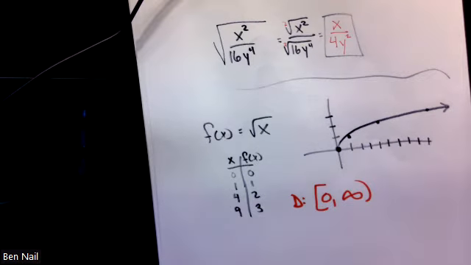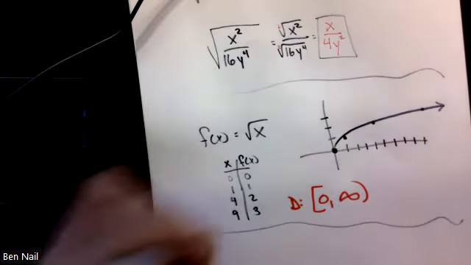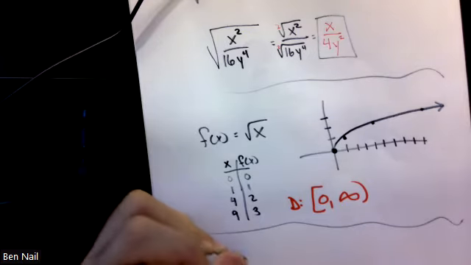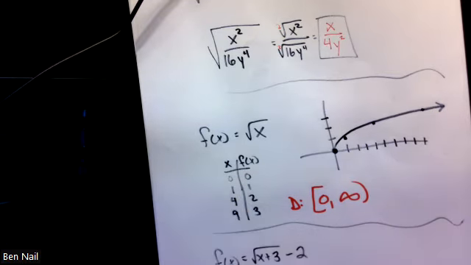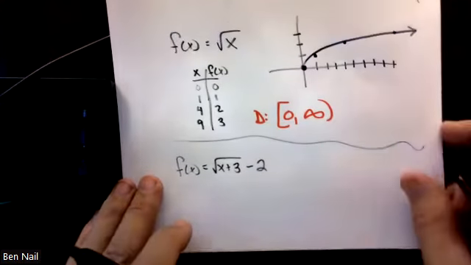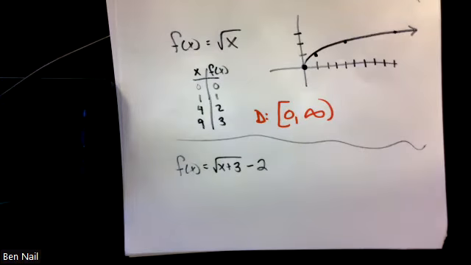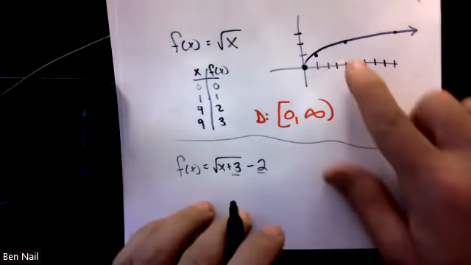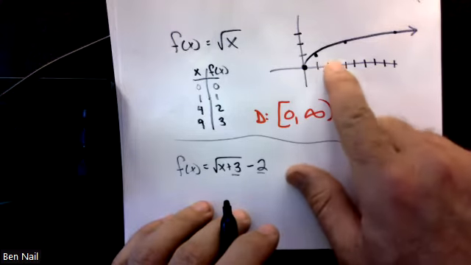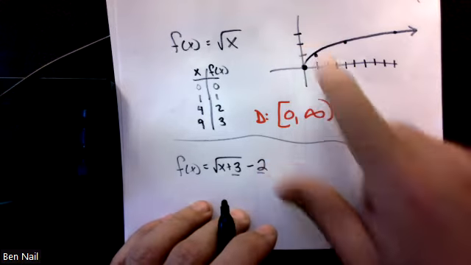Now, if they give you some kind of alteration to that function, for example, if they wanted you to do something like this, f of x equals the square root of x plus 3 minus 2, relatively easy. These just shift your graph. So it's going to be this same graph. You're just going to change the location. You're going to shift it up and down and left and right.